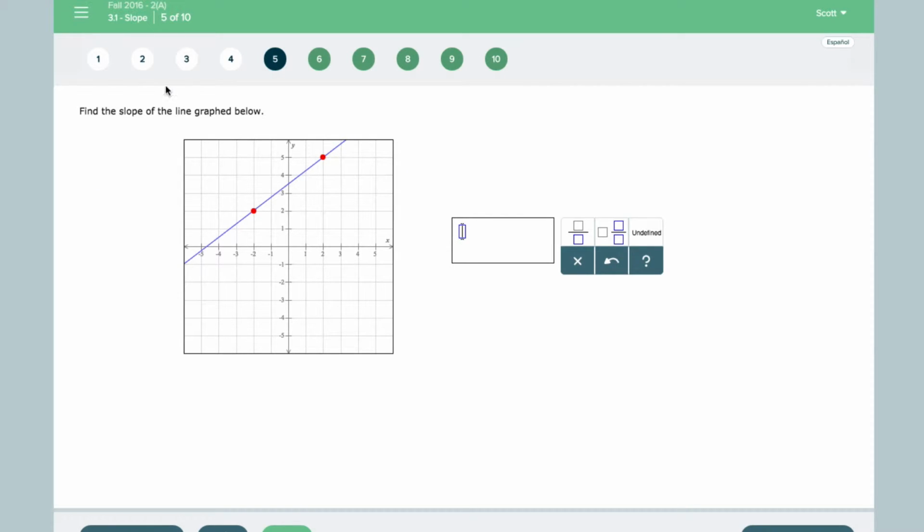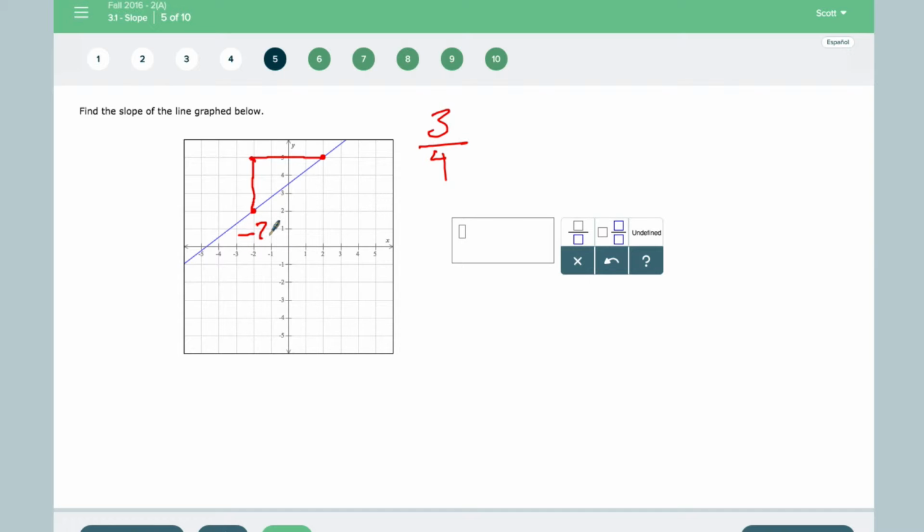Number 5, find the slope. In order to find the slope, what you're doing is you're counting the rise over the run. So how far does it go up? It goes up 1, 2, 3, over 1, 2, 3, 4. So that's the slope. The other way to find it is put the point in.